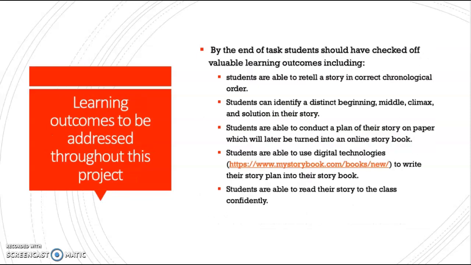By the end of the task, students should have checked off valuable learning outcomes including: students are able to retell a story in correct chronological order. Students can identify a distinct beginning, middle, climax and solution in their story. Students are able to conduct a plan of their story on paper, which will later be turned into an online storybook. Students are able to use digital technologies on this website to write their story plan into their storybook. Students are able to read their story to their class confidently.